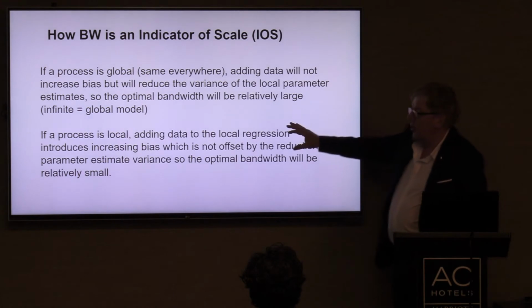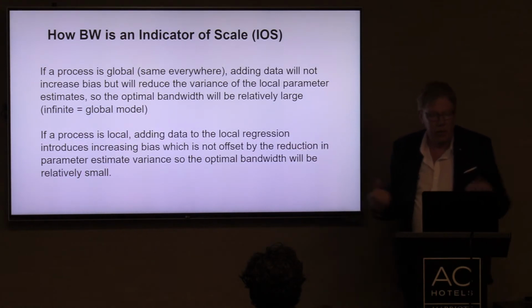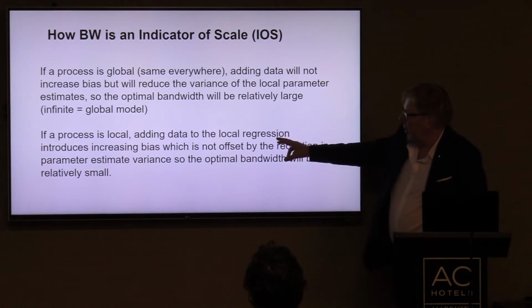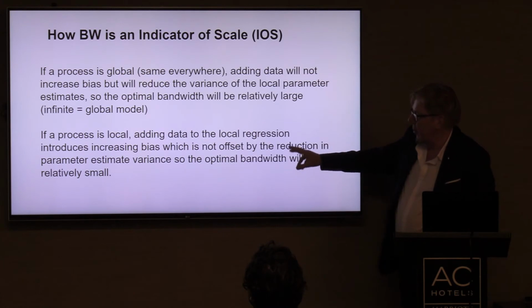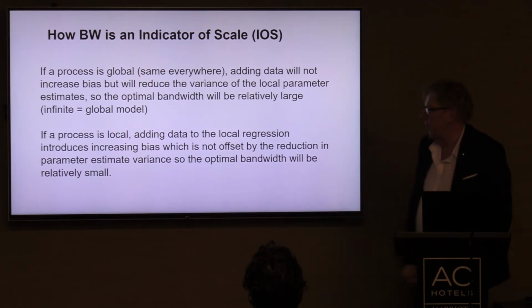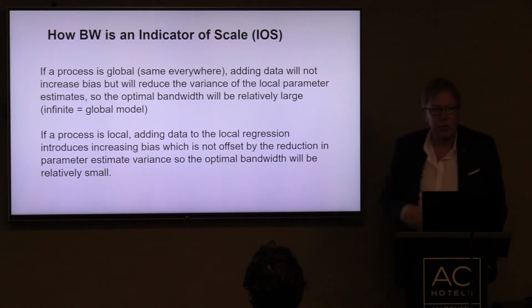If a process is very local, however, and varies over space, then when you add data to the local regression, it will introduce increasing amounts of bias, which are not offset by the reduction in the parameter estimate variance. So the optimal bandwidth will be relatively small.